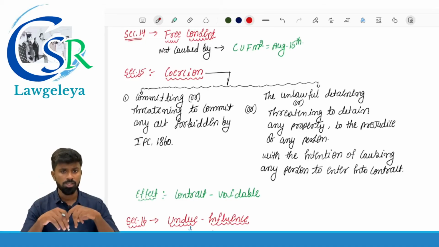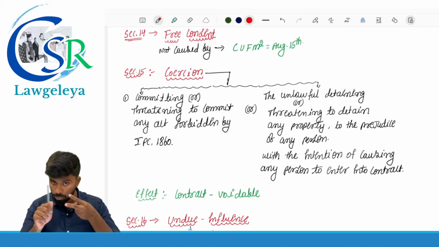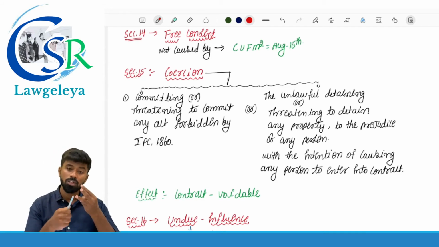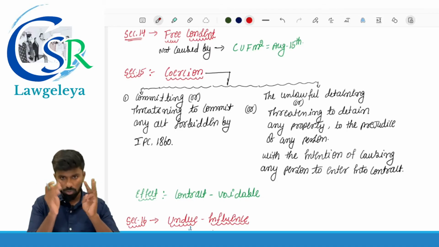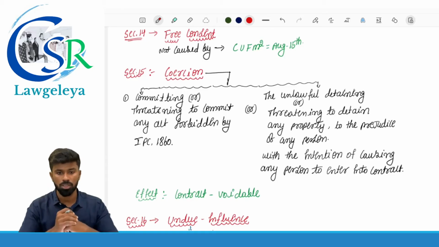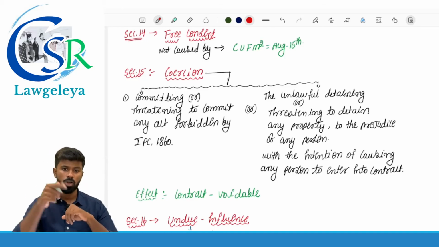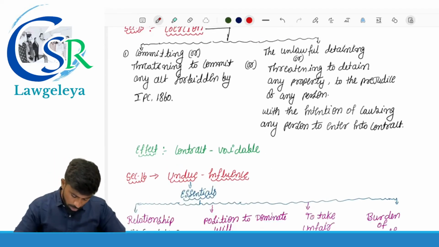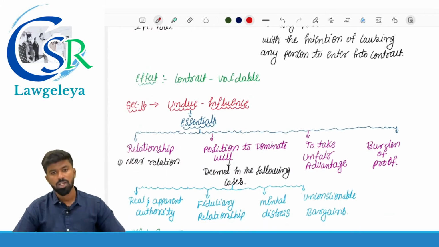Keep this in mind. There are three scenarios: threat to commit suicide, coercion; threat to go on a strike, not a coercion, because strike is not an unlawful activity or not forbidden by IPC. Threat to file a suit, not a coercion, but a threat to file a false case, coercion. And coercion can be done in India or outside India, it doesn't matter. And what is the effect of coercion? The contract becomes voidable at the option of the person whose consent is not free. Section number 15.